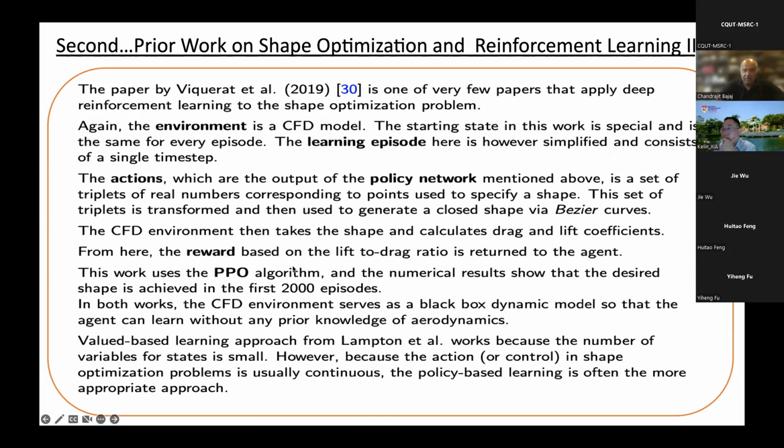The environment is a CFD model. The learning exercise is, however, simplified and consists of a single time step. The actions they take, the output of the policy network, and the reward they construct is based on lift to drag ratio, so not just the lift in the design. And this work uses the PPO algorithm that I referred to earlier.